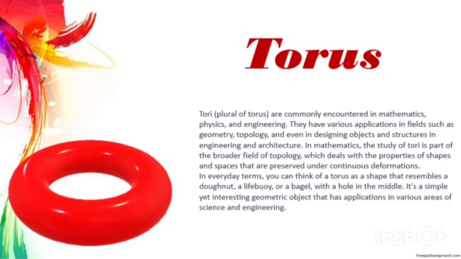In everyday terms, you can think of a torus as a shape that resembles a donut, a life buoy, or a bagel, with a hole in the middle. It's a simple yet interesting geometric object that has applications in various areas of science and engineering.